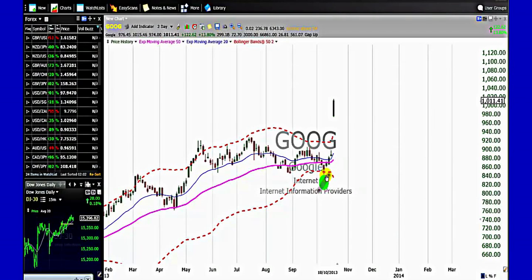But the most important thing is to control the risk and to enter the trade at a low risk point and also to be rewarded.